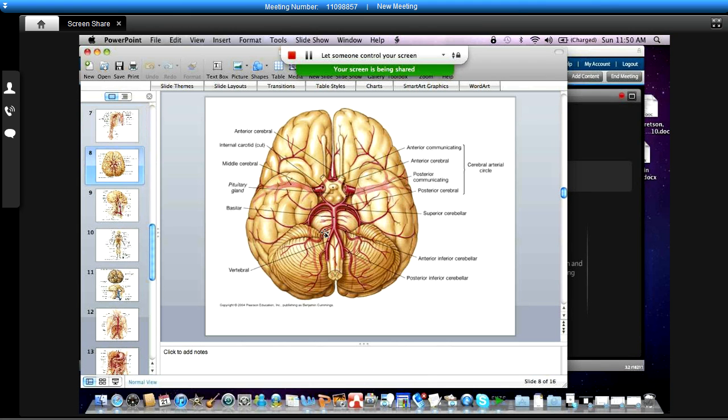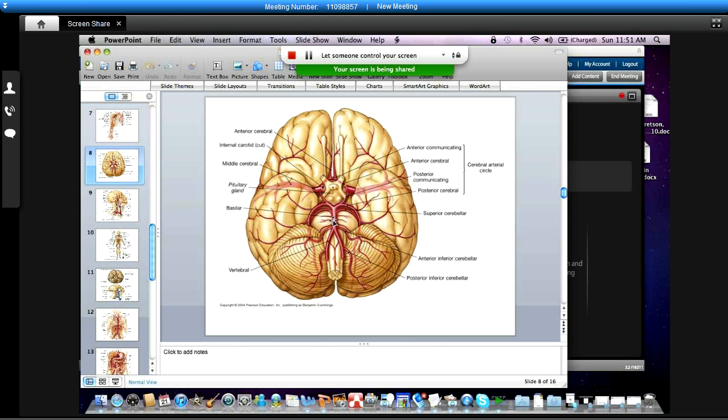These are the vessels of the brain. And this is a good illustration of what we refer to as the circle of Willis, or the cerebral arterial circle: anterior communicating artery, anterior cerebral artery, posterior communicating, and the posterior cerebral artery. I would expect you to be able to identify those vessels. I would also expect you to be able to identify the middle cerebral artery. And there are some important factors about the middle cerebral artery that I would expect you to know.